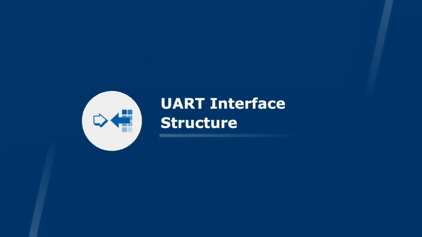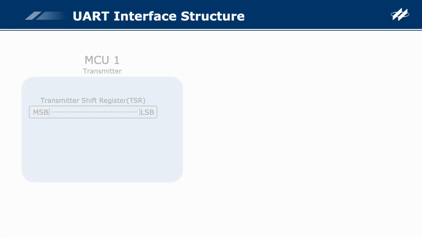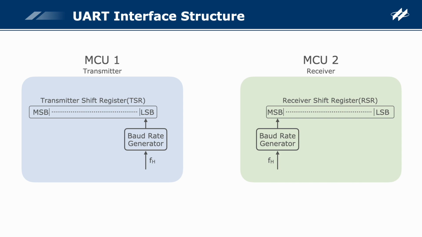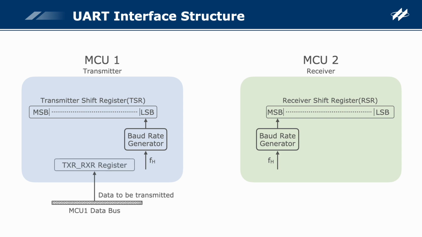UART interface structure. The UART interface is composed of the transmitter, receiver, and baud rate generator. The clock source of the baud rate generator comes from a high-frequency clock. The transmitter shift register, TSR, and receiver shift register, RSR, have no physical address, therefore users cannot directly access them.